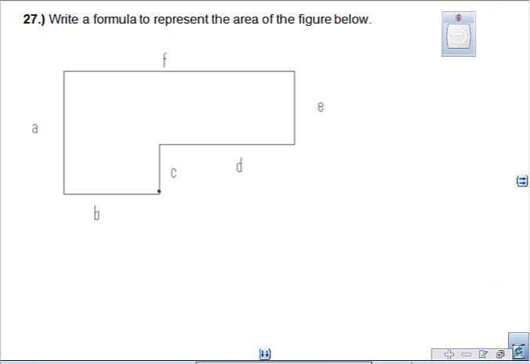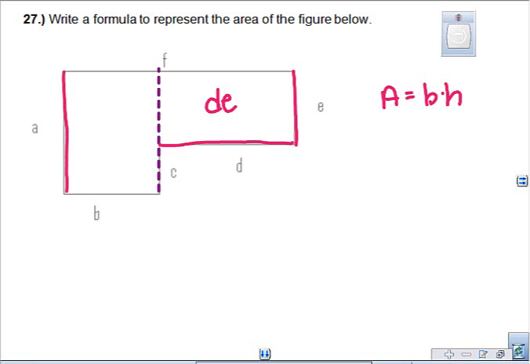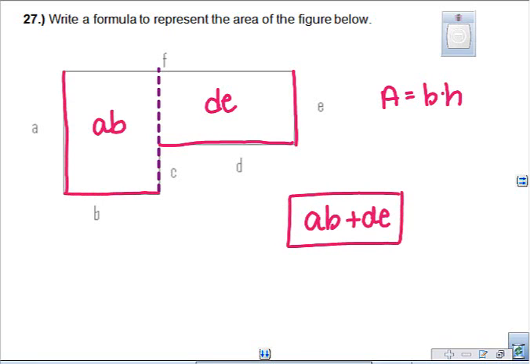If I were to continue this side straight up, okay, I've broken this down into 2 rectangles. Hopefully everybody knows area of a rectangle is length times width, or base times height. Okay, so if we look at the rectangle on the right, it would be D by E. So area would be D times E, whatever those numbers ended up being. You would multiply them. And this rectangle over here would be A by B. So AB. So to get the total area, your formula would be AB plus DE. And that would be one possible answer.